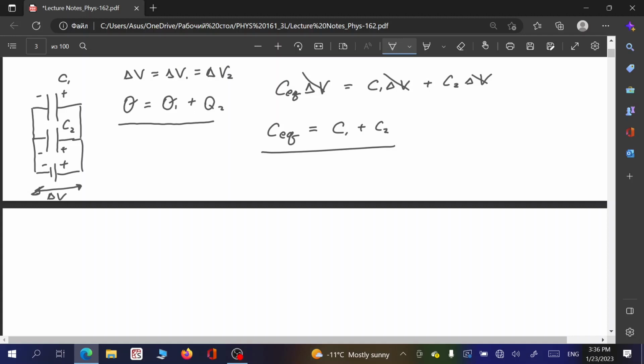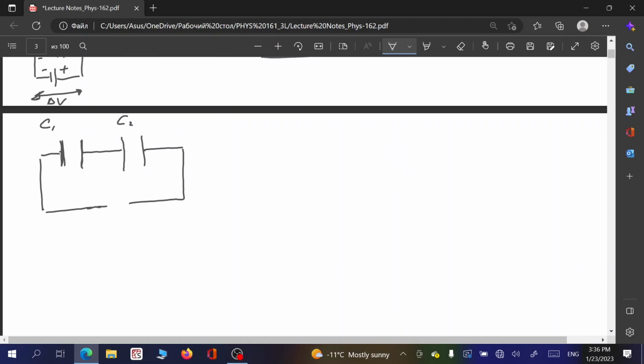So now another option of connecting capacitors, we can go for series connection. So this will be capacitor 1, capacitor 2, connected to the battery. So keep in mind here that initially both capacitors are not charged, so they don't have any charges. Then we connect them to a battery, plus minus, so we have plus, minus, and then here minus, here plus.